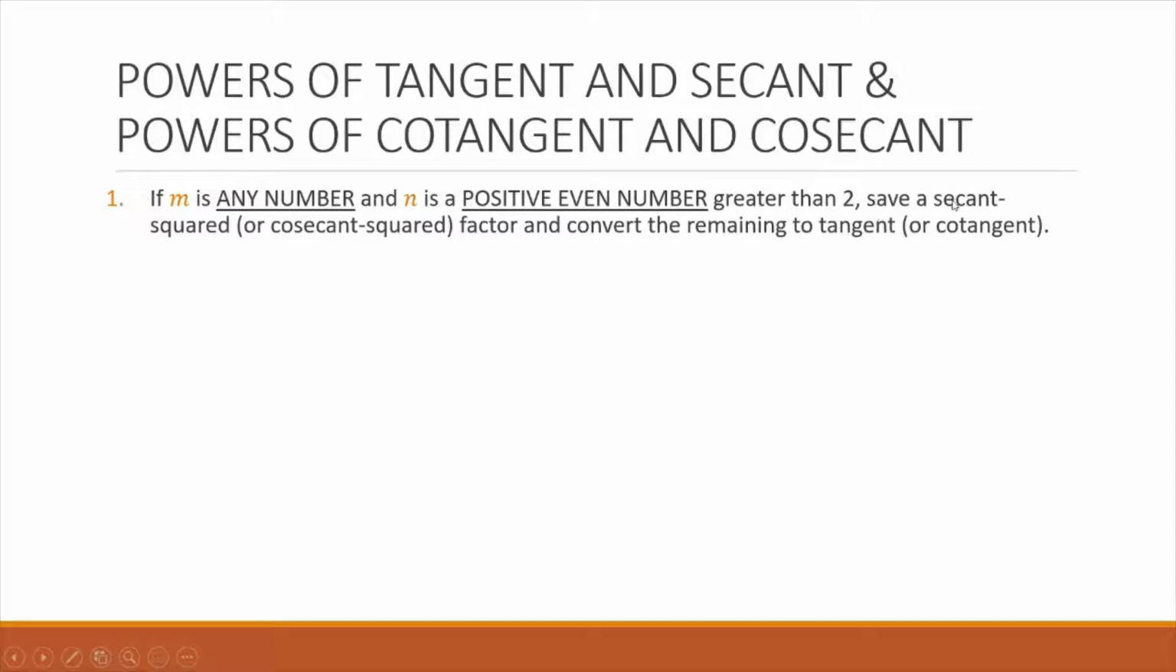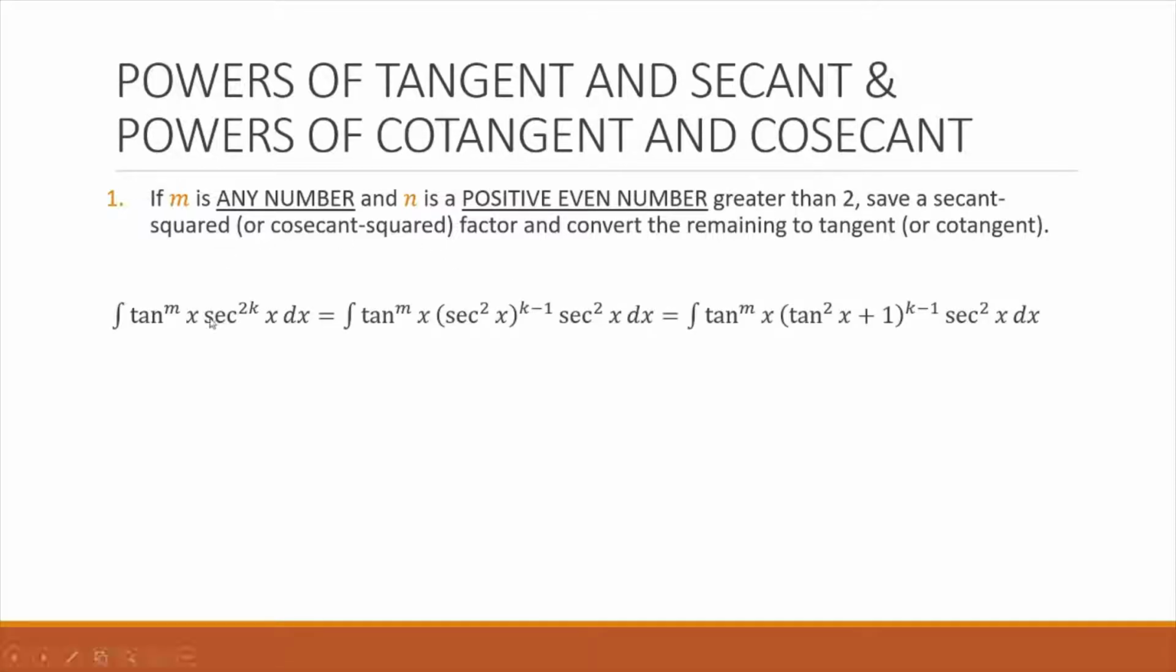So if n is positive even tapos greater than 2, then what do we do? We isolate. If it is tangent and secant, then we isolate a secant squared na factor, or if it is cotangent and cosecant, then we isolate one cosecant squared na factor. Okay? And then we will use them later on to satisfy du after ng u sub. Okay? So, for example, for tangent and secant, we have your tangent raised to m of x, secant raised to, this is initially n, right? So n here is represented as 2k to emphasize lang na it's an even number.